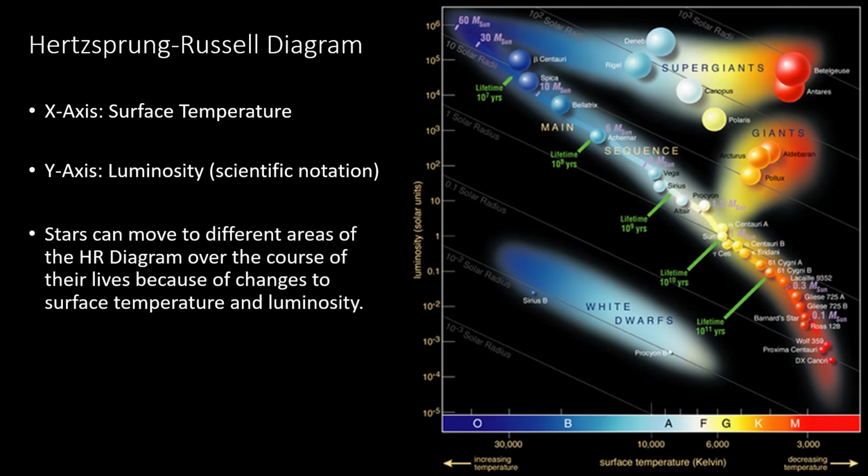So stars can move into different areas of the HR diagram over the course of their lives, as we saw earlier with our own sun. Our own sun will eventually become a red giant and a white dwarf. So it will move from the main sequence up into the giant section, and then eventually when it burns out the rest of its hydrogen fuel, it will move down into the white dwarf area. And all stars, as they go through the course of their life, will move to different portions on the diagram depending on their surface temperature and their luminosity.